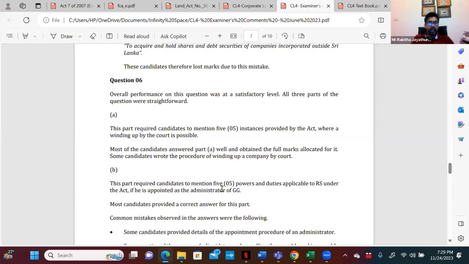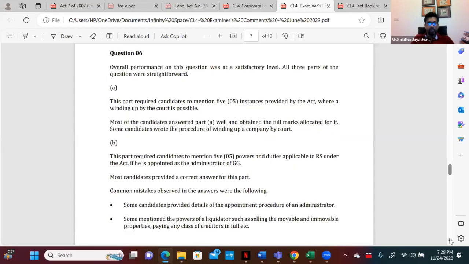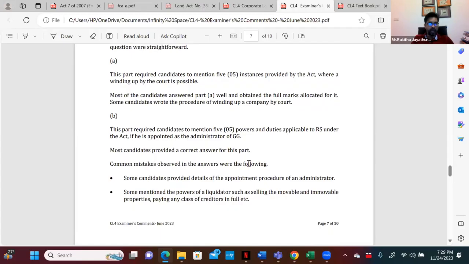B, this part required candidates to mention 5 powers and duties applicable to RS under the Act if he is appointed as an administrator. Most of the candidates provided the correct answer for this part. However, common mistakes observed in the answer were the following. Look here. Some candidates provided details of the appointment procedure of an administrator. Where have they asked you to explain that? No. You might think it's a little funny, but this is what students have done at the exam. Some mention the powers of a liquidator. When it says an administrator, that is because you haven't done your homework.